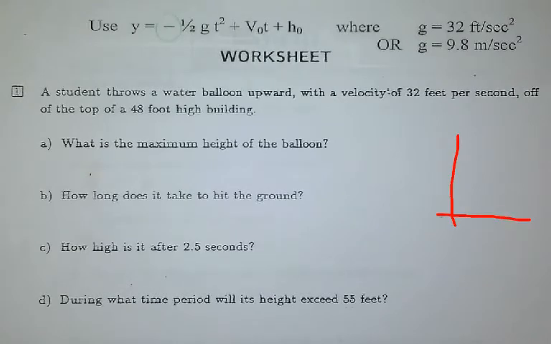What we have is a 48-foot tall building. We throw a water balloon off of the building, so we'll pretend that here's the building, right? And so there's a window, there's another window, here's the door, and we're on top, right? We throw the water balloon off the building, and it goes up, and it comes down, and splashes on somebody down here, right? So what we want to know is the maximum height of the balloon, so that would be the vertex, right? This one's the vertex.